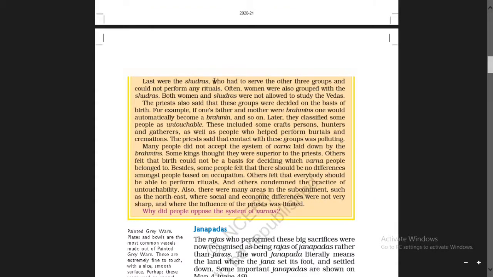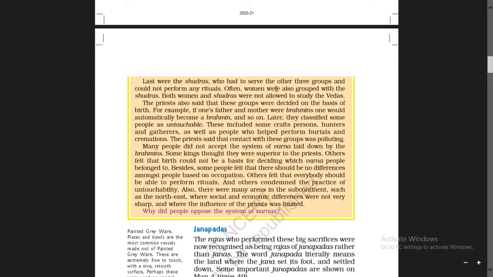Last were the Shudras, who had to serve the other three groups and could not perform any rituals. The fourth Varna is the Shudras. They had to serve the other Varnas, known as Brahmins, Kshatriyas and Vaishyas. They were not allowed to perform any rituals. They have to serve the three groups.